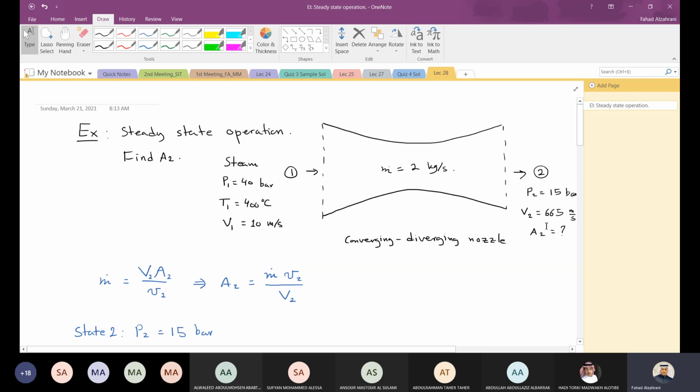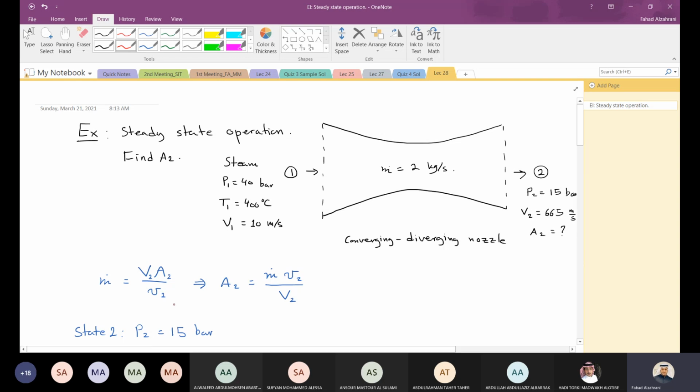And the question is to find the area at the exit. Okay, so how can we proceed here? We have an inlet, we have an exit. I have pressure, temperature and velocity at the inlet. I have only pressure and velocity at the exit. So how can we find the area at the exit? Whenever you hear area, velocity, and you have a control volume, the one thing you can think of immediately for the first time is basically what?